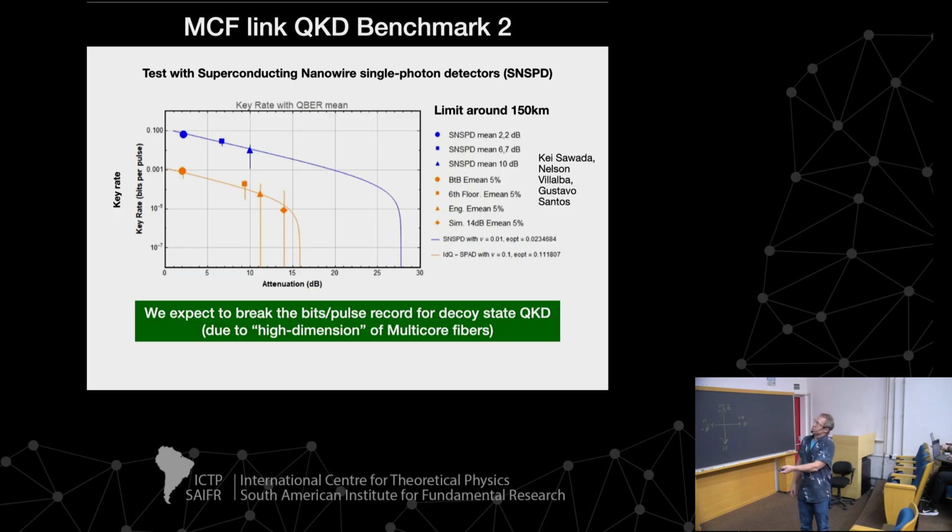And so actually these results, though, again, it's a real low key rate and so on, we're fairly excited because basically we're right around the threshold of breaking the key bits per pulse record for decoy state QKD, right? These numbers look really low, but everybody's numbers are really low and really close to breaking the limit.